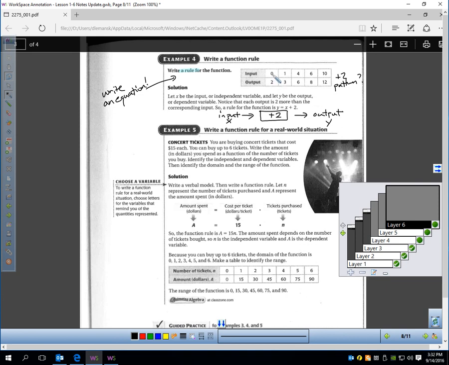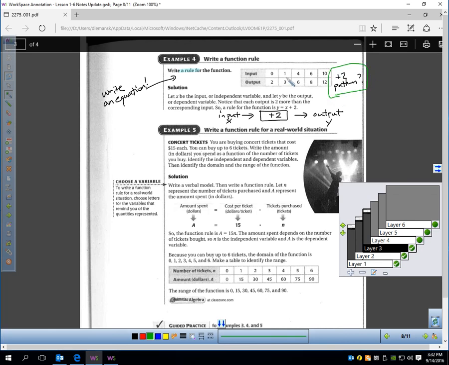If we input 0, we get 2. If we input 1, we get 3. If you input a 4, you got a 6 as an output. If you input 6, you output an 8. And if you input 10, you output a 12. Are you noticing that on this table, we have a +2 pattern?